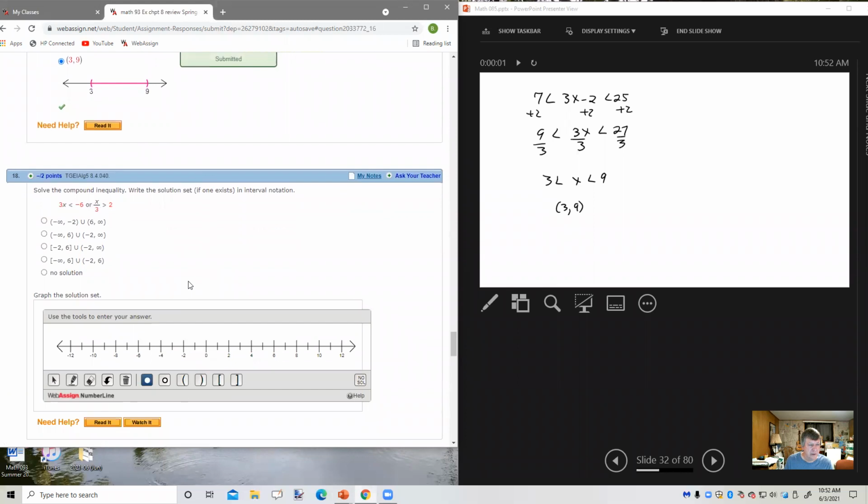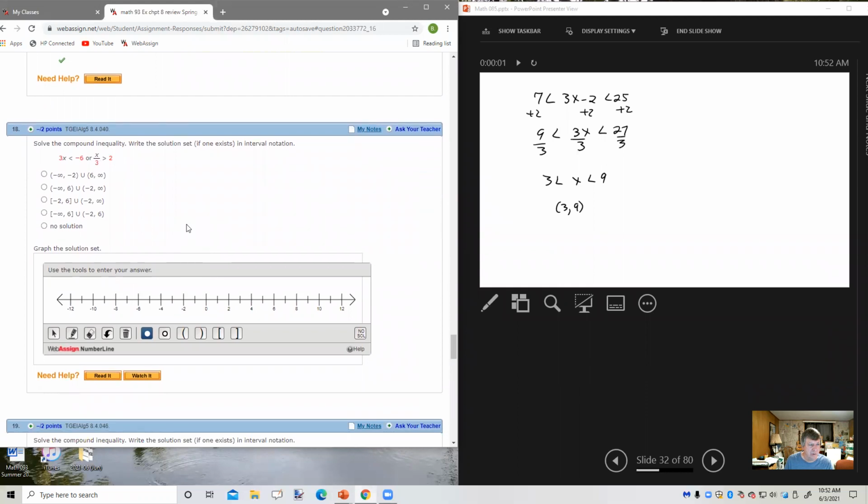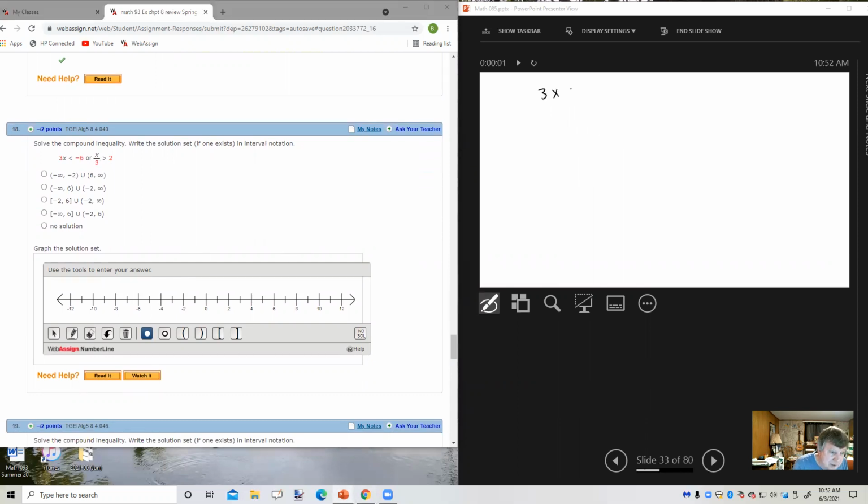Okay, let's see here. We did it, and let's do a union. Solve the compound inequality. Write the solution set if one exists. Okay, so 3x less than -6 or x divided by 3 greater than 2. So the first one will divide both sides by 3. x is less than -2. The second one will multiply both sides by 3. x is greater than 6.